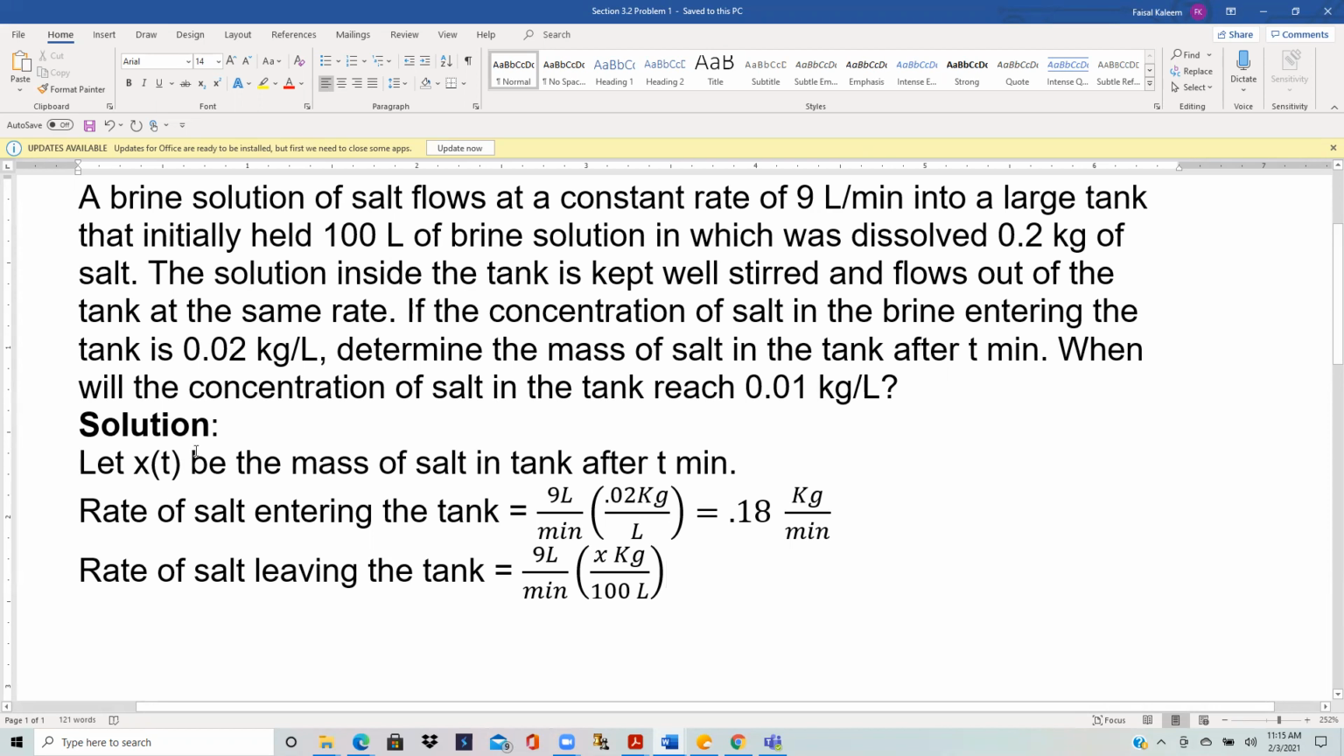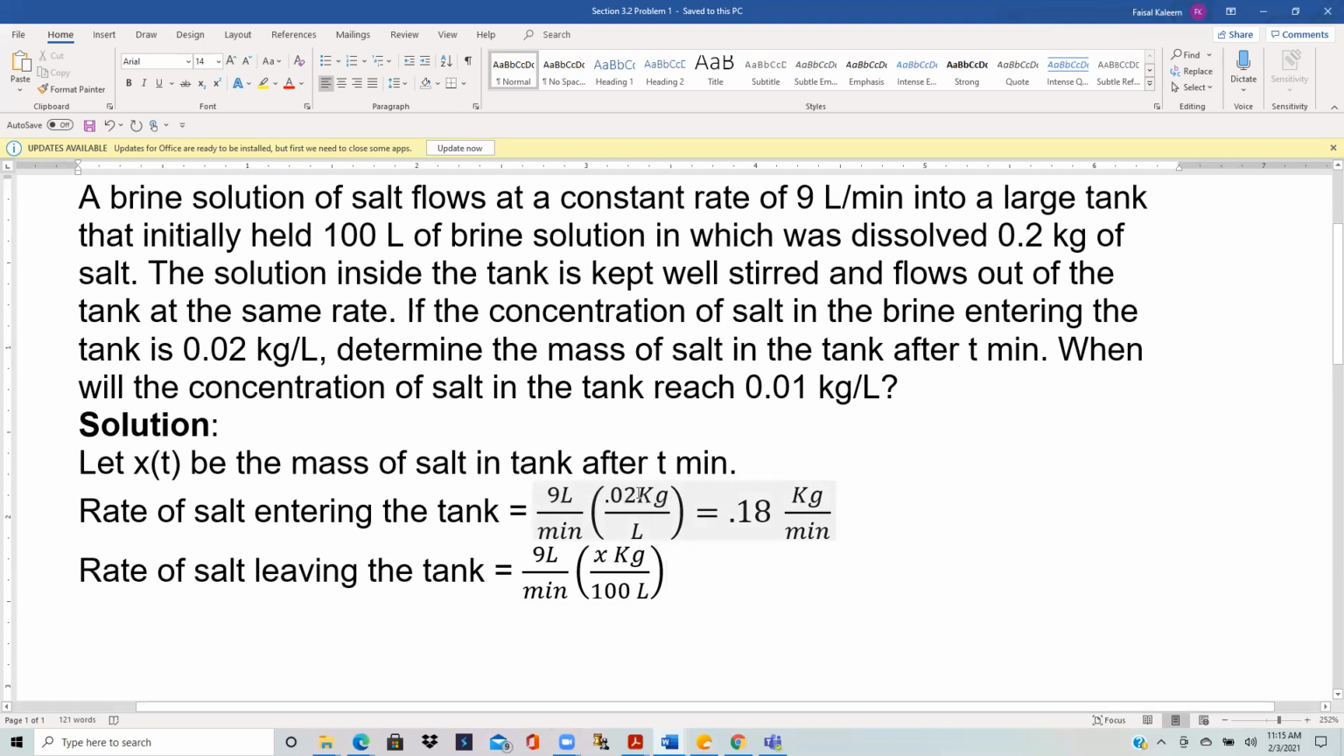So consider the entering situation. The inflow rate is 9 liters per minute, and the entering solution contains 0.02 kilogram per liter. So if we multiply these two inflow quantities, the 9 liters per minute times 0.02 kilogram per liter. I've written them like this so as to illustrate what will happen when you multiply these two.